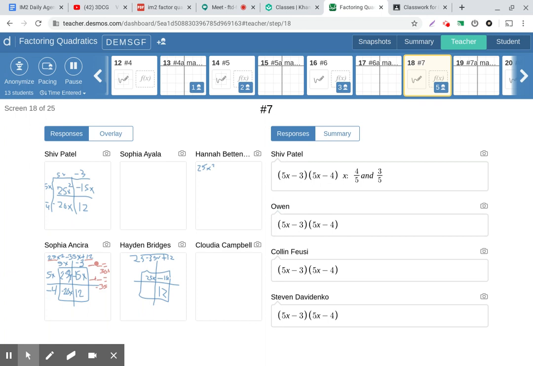And a lot of you guys are on number 7. And don't forget that the x-intercepts won't be 4 and 3. They'll be 4 divided by 5 and 3 divided by 5.